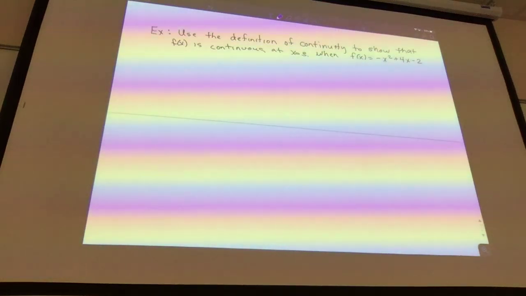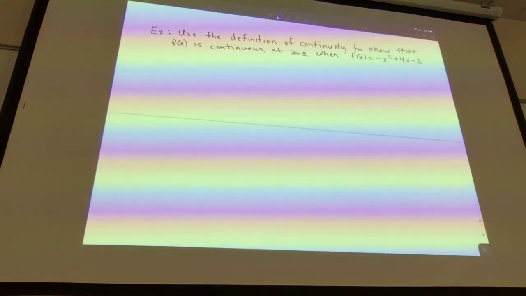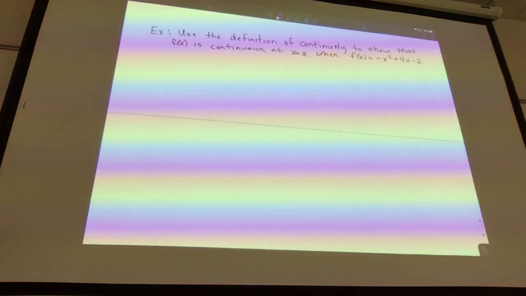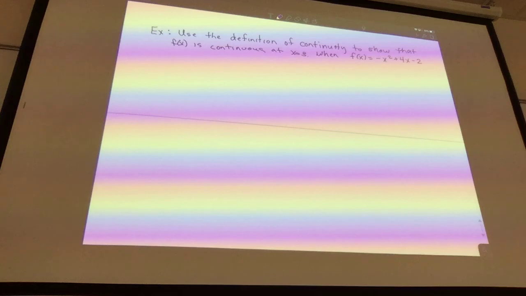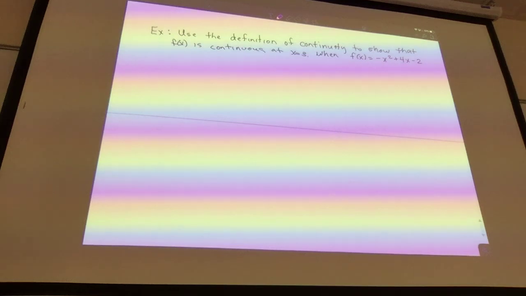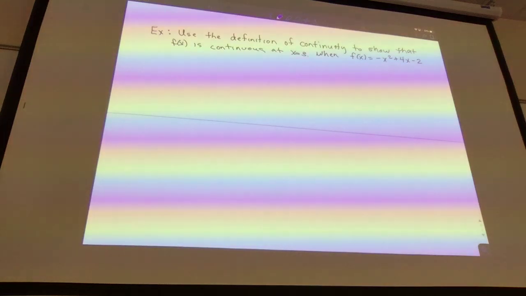Now, there will be one like this on your test. Use the definition of continuity to show that your function is continuous at x equals 3 when your function is given. f of x is equal to negative x squared plus 4x minus 2. Tell me the 3 conditions that you're going to have to write out on your test. f of c must exist. It's defined and it must exist, okay? What's the next one? The limit as x approaches c, or in this case 3, must exist. And then what about these two? They have to equal each other. So that's our 3 conditions.